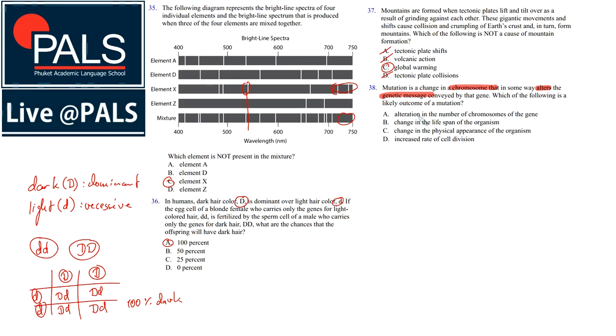Outcome of a mutation: alteration in the number of chromosomes of the gene. That doesn't really make sense. Change in the lifespan of the organism, change in the physical appearance of the organism, increased rate of cell division. Which is a likely outcome of a mutation?